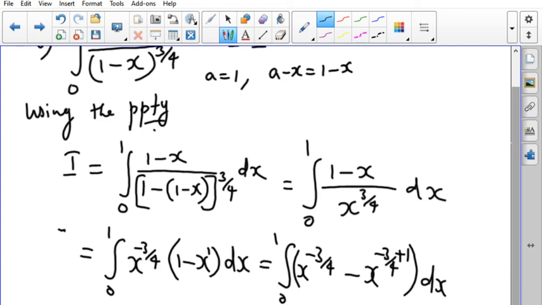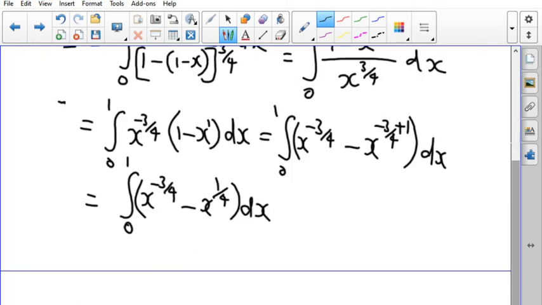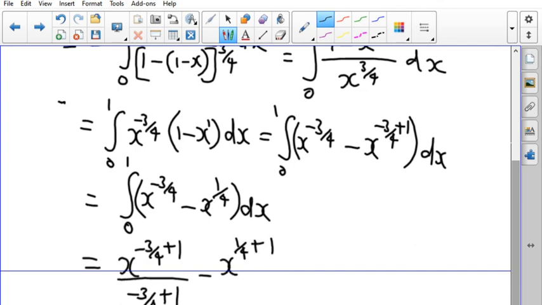Okay, now we can use the integration formula. Before using that, let us simplify this term. Integral 0 to 1 x to the power of minus 3 by 4 minus x to the power of 1 by 4 dx. Okay. Now next we are going to integrate this. So we integrate x to the power of minus 3 by 4 plus 1 divided by minus 3 by 4 plus 1, minus x to the power of 1 by 4 plus 1 divided by 1 by 4 plus 1. The limit is from 0 to 1.